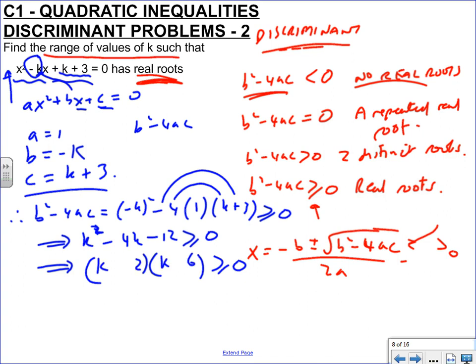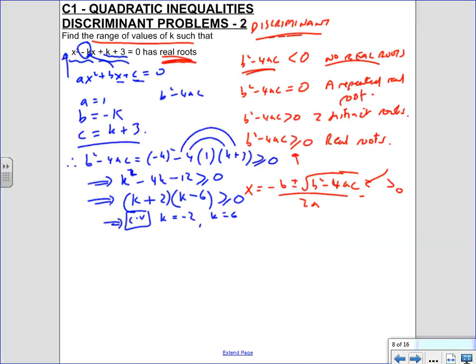So 6 and 2, one's going to be minus, one's going to be plus. Therefore, we're going to have critical values. When is this thing 0? When k is minus 2 and when k is 6. Quick sketch then to verify what we've done. So minus 2, 6. It's a positive quadratic. And there we go. Now we're back to our arrow method. We're looking for when this is bigger than or equal to 0.